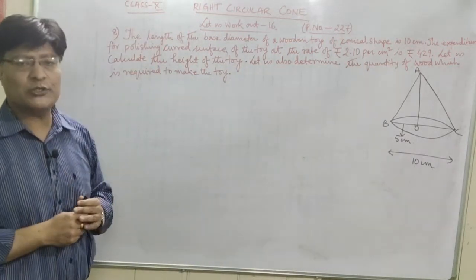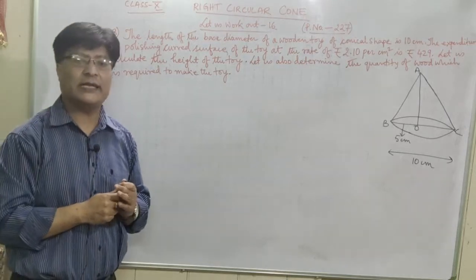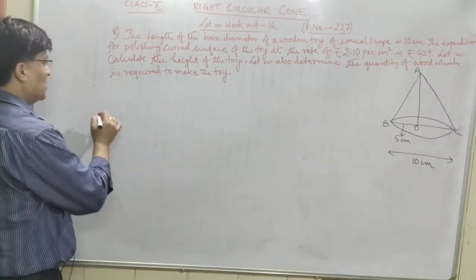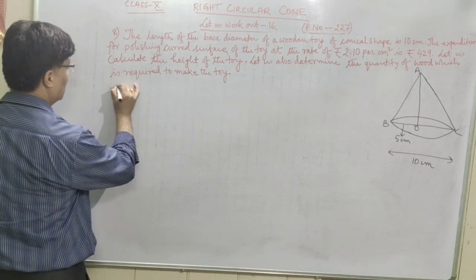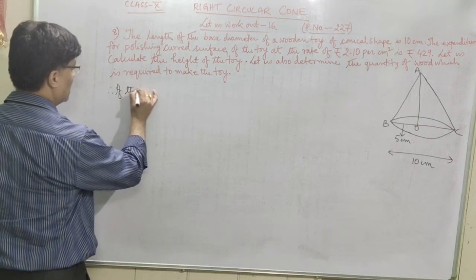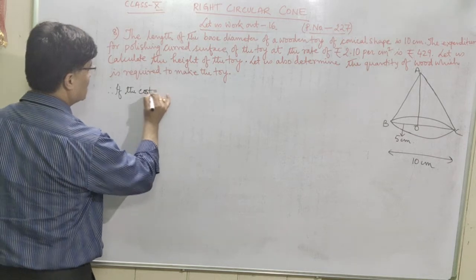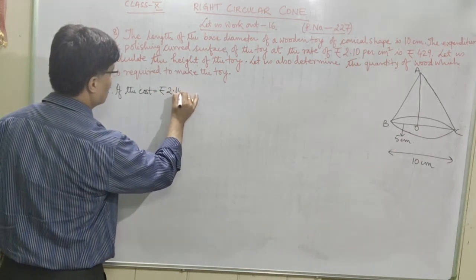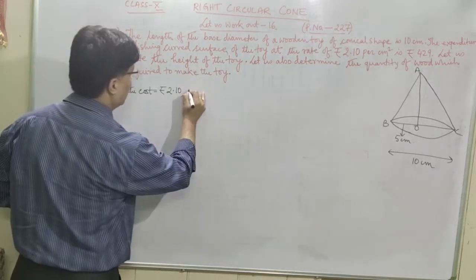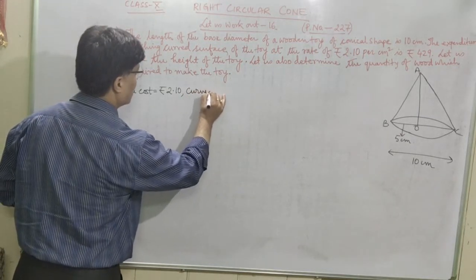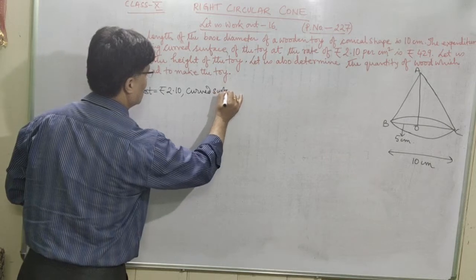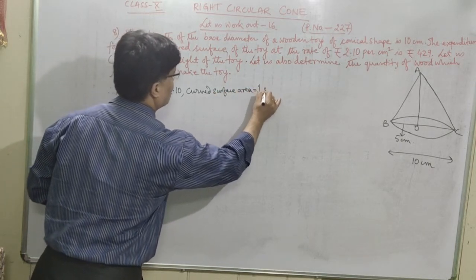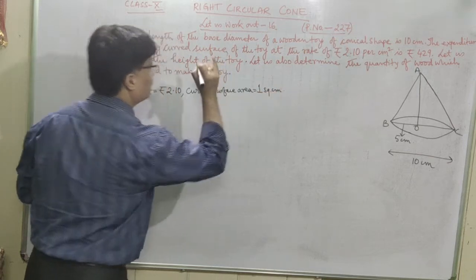From this given condition, you can get the curved surface area of the conical toy. So let us find it. Okay. So now here, if the cost is equal to rupees 2.10, what is the curved surface area? Curved surface area is equal to 1 square centimeter.